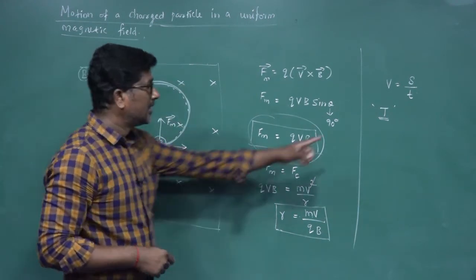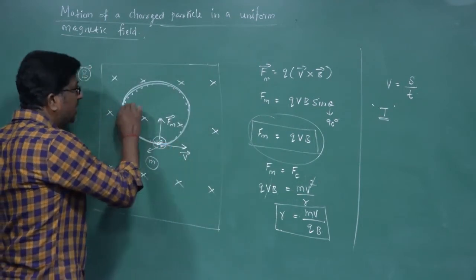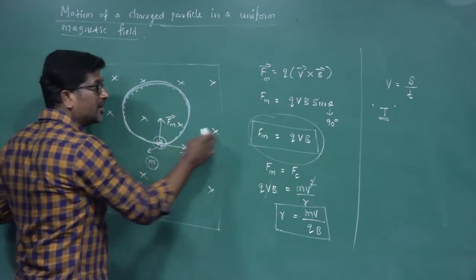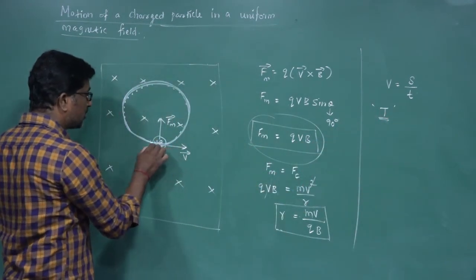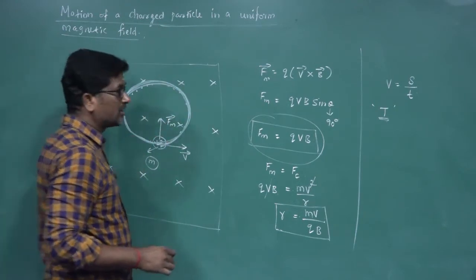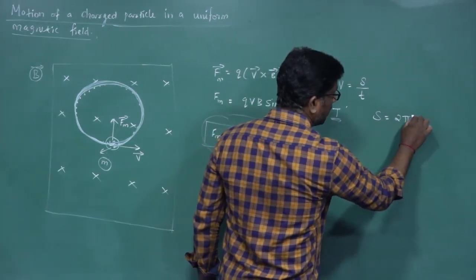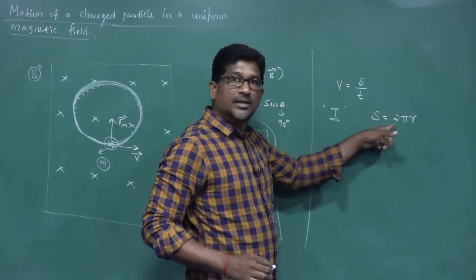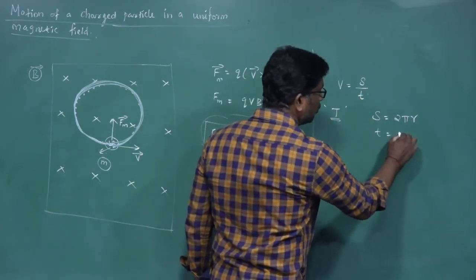Circumference of the circle. Capital T is the time taken by the charged particle to complete one circle. During this time, the total distance traveled by the charged particle is equal to the circumference of the circle. So S is equal to 2 pi r, which is the circumference of the circle. And time t is equal to capital T.